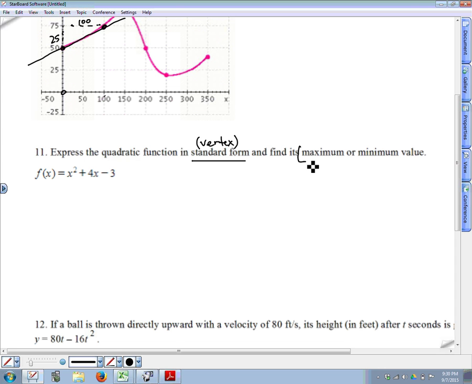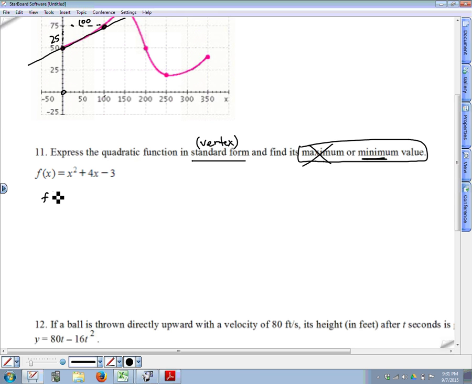Now we can decide that right now. This is a parabola, f of x equals x squared plus 4x minus 3. And since the leading coefficient is positive, it's positive 1, that means the parabola is facing up, which means its vertex is at the bottom. So we know it's going to have a minimum value of some sort. So the implied directions here to express this quadratic function in standard form is to use the complete the square method.